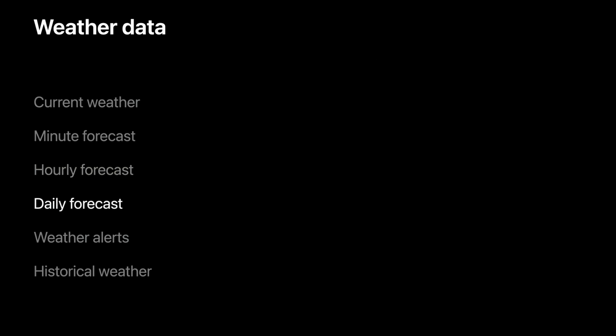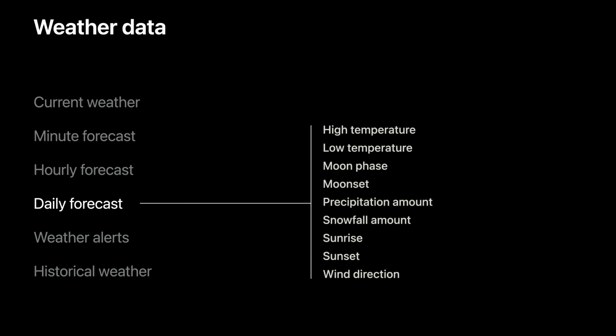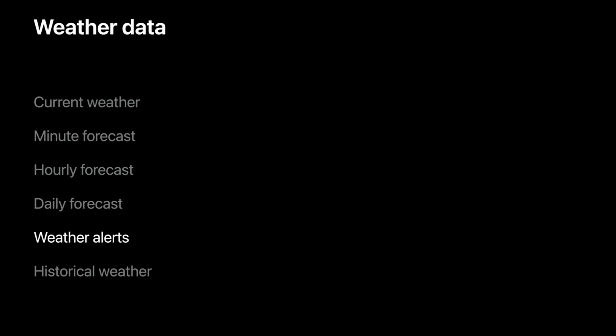The daily forecast contains a forecast collection of 10 days. Each day in the daily forecast provides information about the entire day, like the high and low temperature, sunrise and sunset. Weather alerts contain severe weather warnings issued for the requested location. This dataset contains important information to keep your users safe, informed, and prepared.